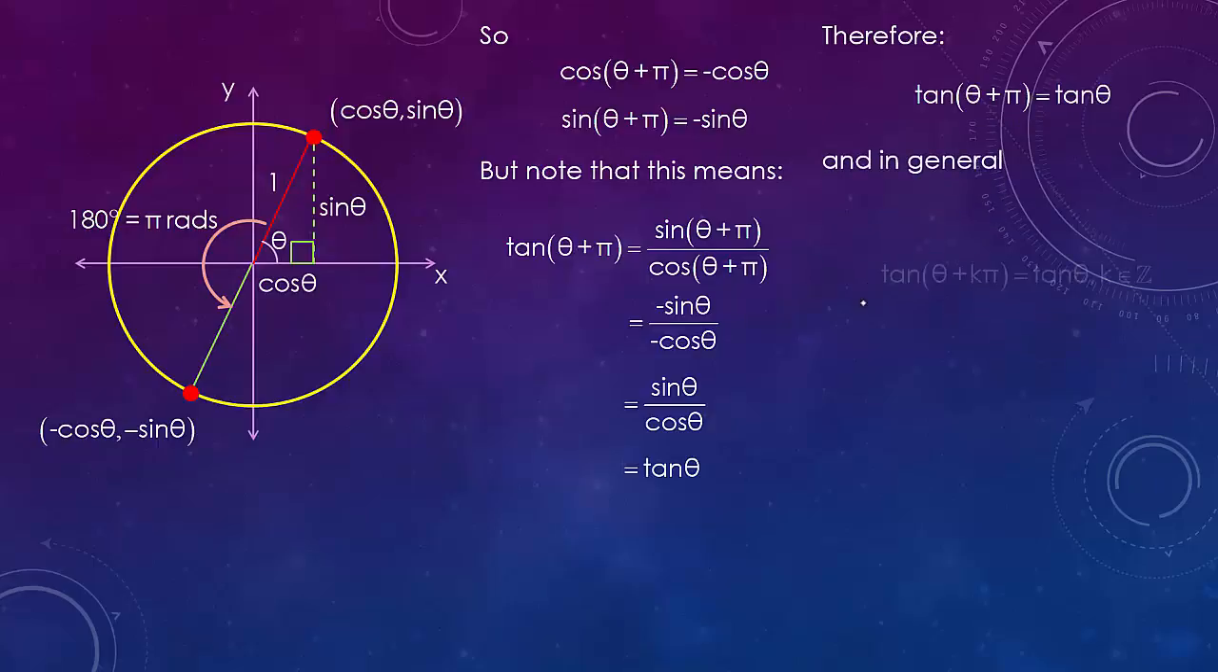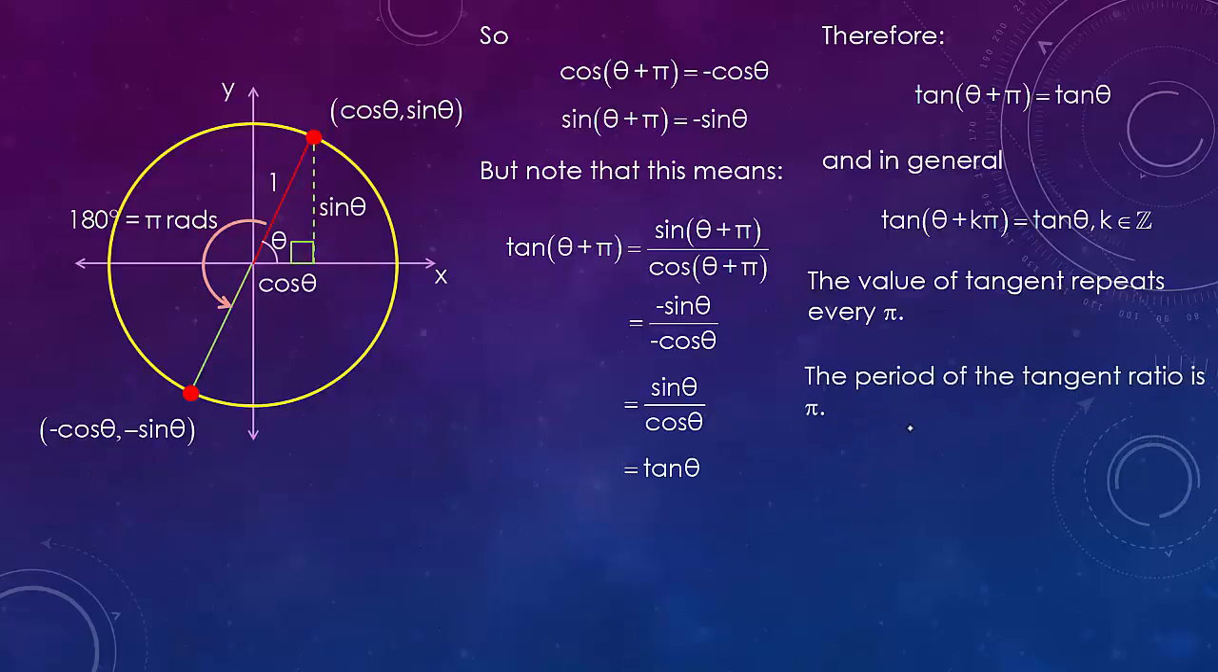And in general, tan of theta plus k pi would be equal to tan theta, because tan theta is going to be equal to tan theta here and down here. So we start there with tan theta, and then theta plus pi is also equal to tan theta, and tan of theta plus 2 pi is equal to tan theta, and so on. The value of tangent repeats every pi radians, or 180 degrees. The period, therefore, of the tangent ratio is pi.